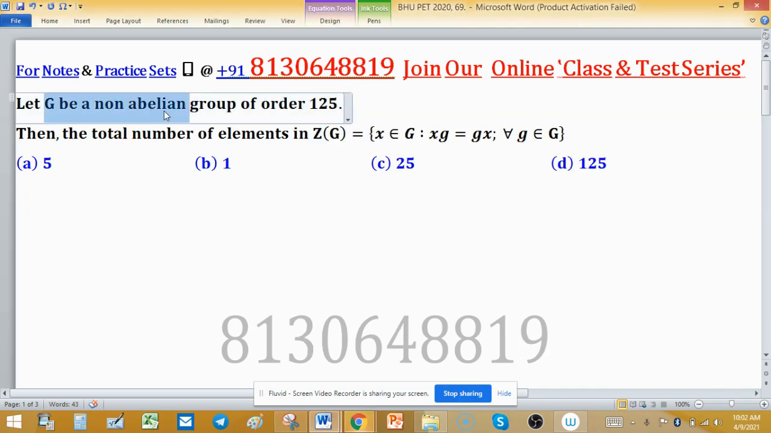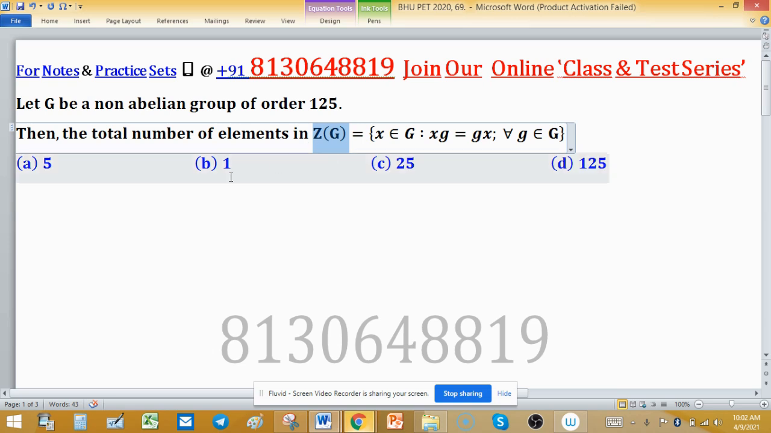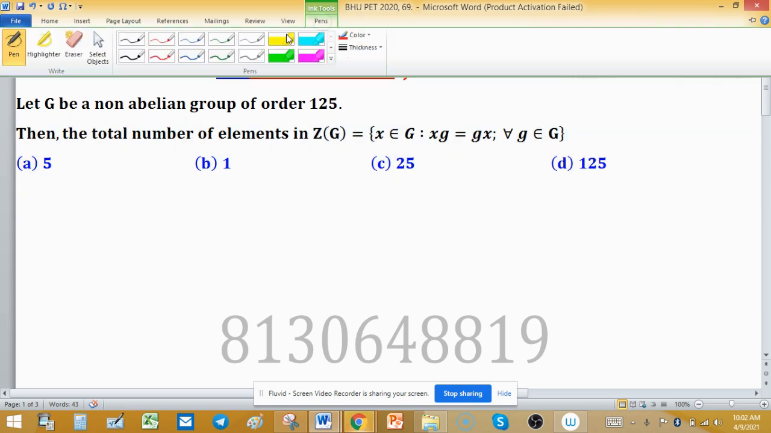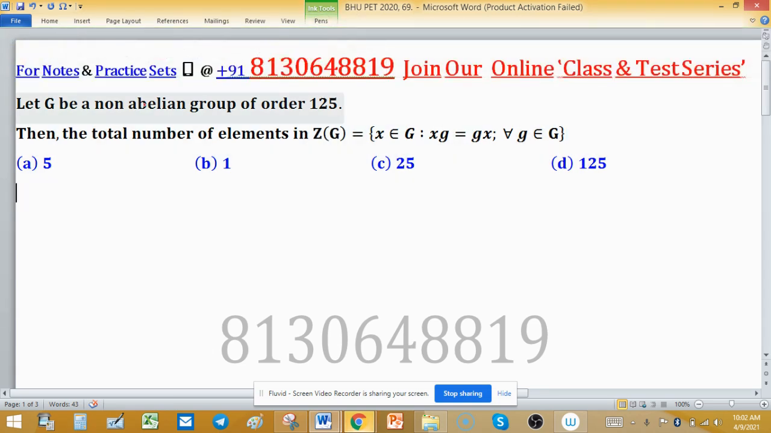Let G be a non-abelian group of order 125. Then the total number of elements in the center of G is how many? The number of elements in Z(G), or you can say the cardinality of Z(G). The order of G is 125 and G is non-abelian.